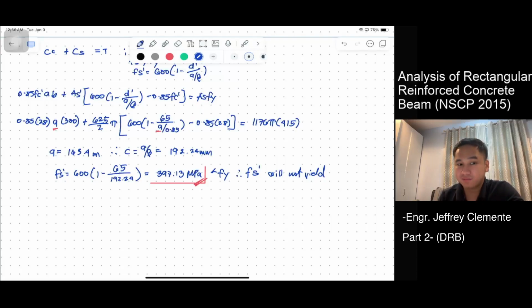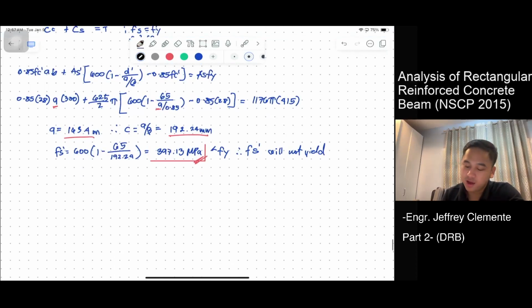So, inulit natin. Now, pagka-ulit natin ngayon, you have to check naman ngayon kung talaga bang ano na yung tunay na value ng Fs prime. Okay? So, since alam natin yung tunay na value ng Fs prime sa Fy, tama na ngayon yung magagamit natin na A saka C. Okay? So, we can now solve for Mn. Diba?